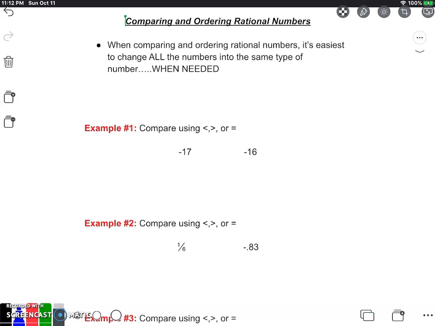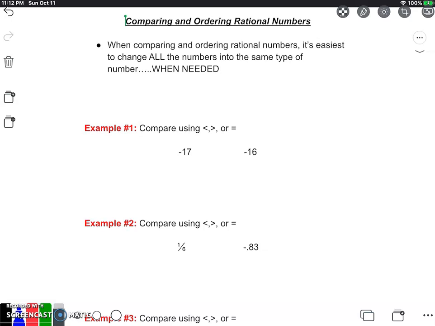As you can see on your screen, we're going to be talking about comparing and ordering rational numbers. I've got a point up that I want us to read and understand. When comparing and ordering rational numbers, it's easiest to change all the numbers into the same type of number when needed, because it's not always necessarily needed. But that point is very important. So our goal today is to compare and order rational numbers using a number line and greater than, less than, or equal to symbols.